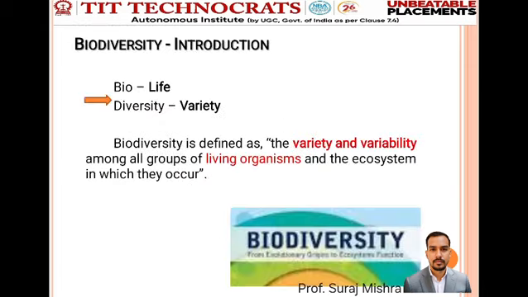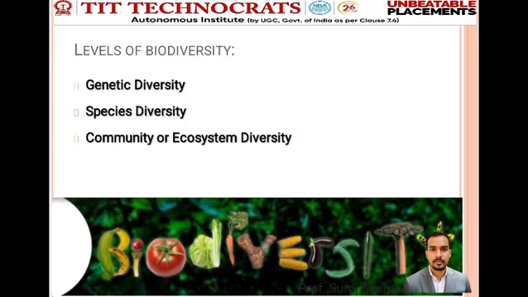Starting with the definition, biodiversity is the variety of life on earth. The presence of different types of plants, animals, fungi, and microorganisms in our environment enriches our lives. This variety of living organisms exists at three main levels, which are known as levels of biodiversity. These are genetic diversity, species diversity, and ecosystem diversity.